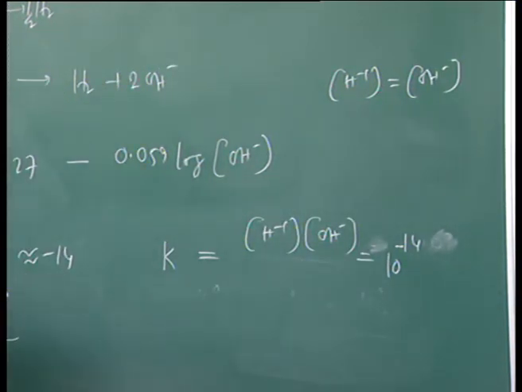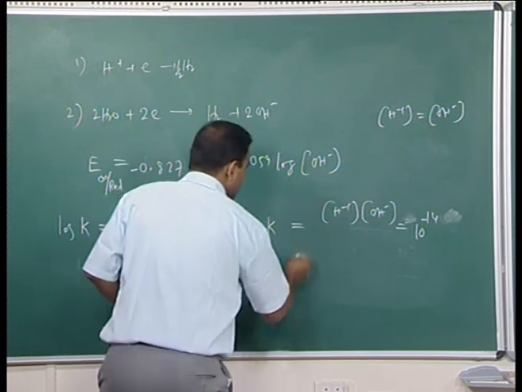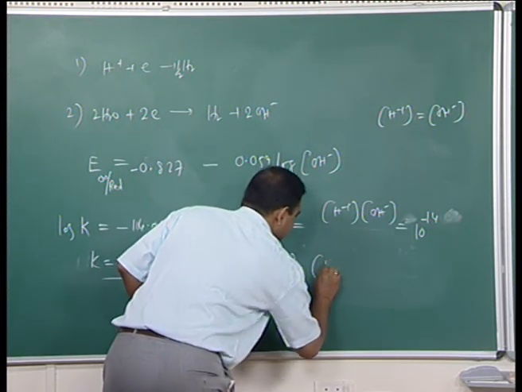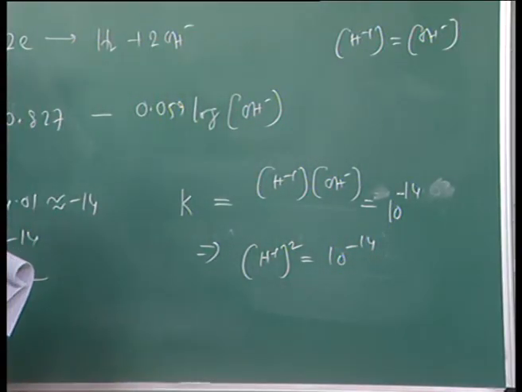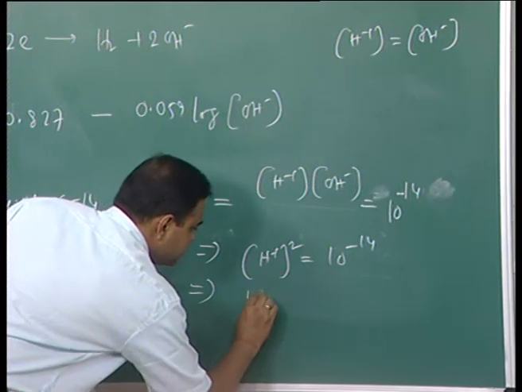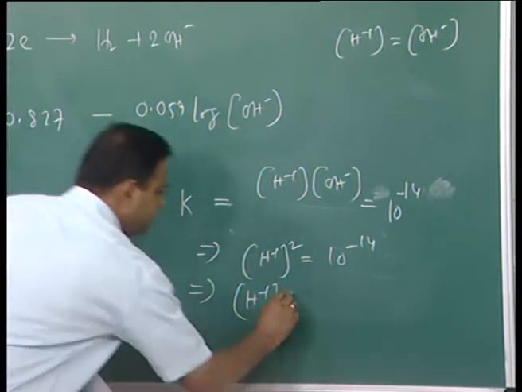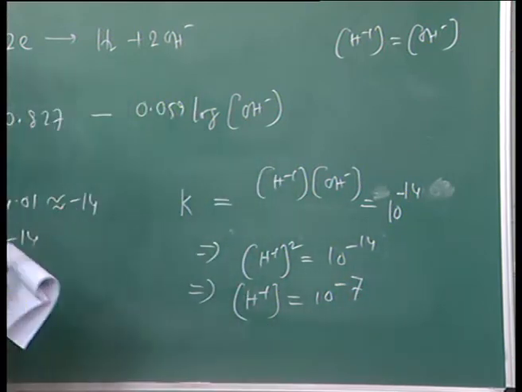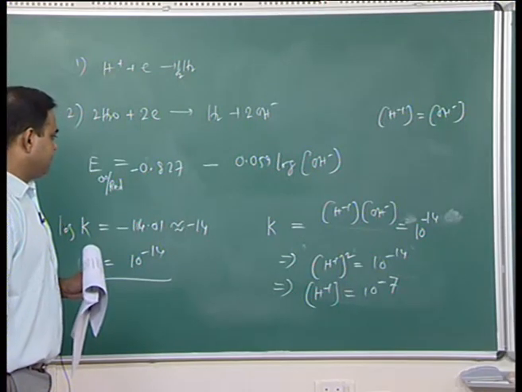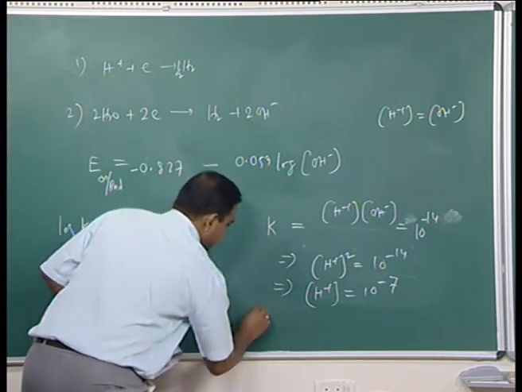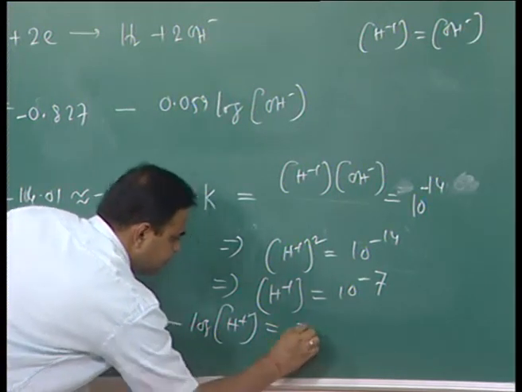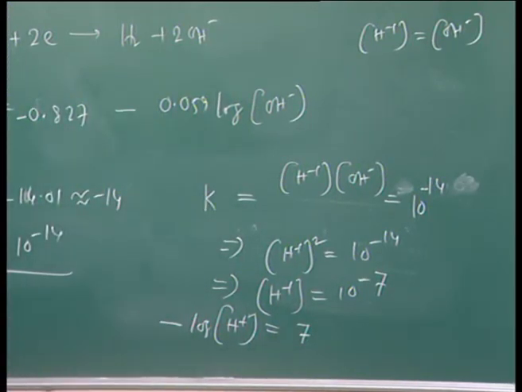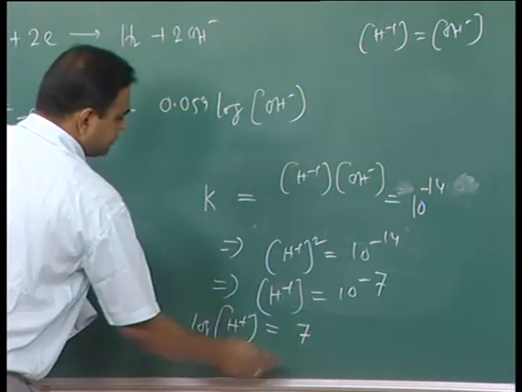At the same time, the concentration of H plus ion would be equal to OH minus ion in the neutral condition. So then you can write it as H plus square equal to 10 to the power minus 14 in the neutral condition. So the H plus ion concentration in the neutral condition would be 10 to the power minus 7. Now what would be the pH of neutral solution? pH would be minus log of concentration of H plus, which is equal to 7. So in the neutral condition, the pH of the solution or H2O water would be 7.